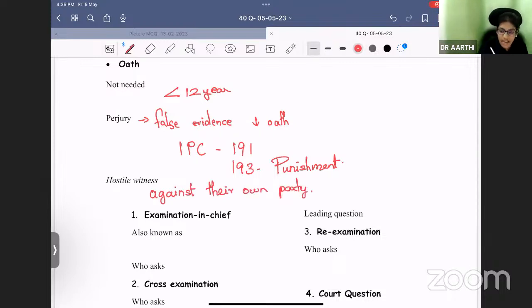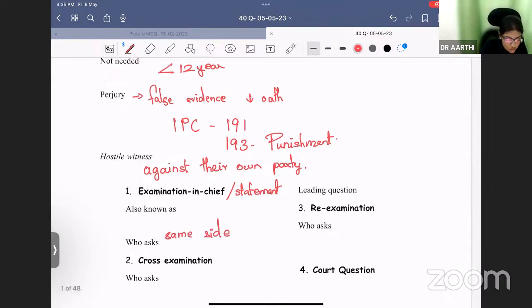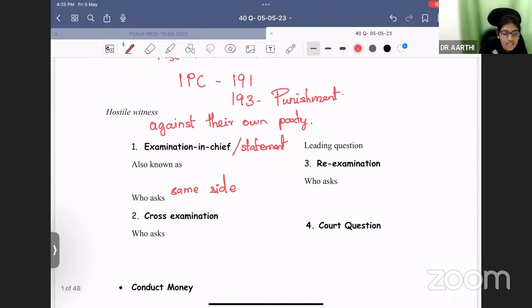So I have got a summons, I have gone to the court, and I have taken the oath. I will not commit perjury; I will not give false evidence under oath. Now I am going to get in for the examination in chief, which is also known as the statement collection. They first take my statement, what I have to say. That is done by the same side lawyer. And then what happens? Cross-examination.